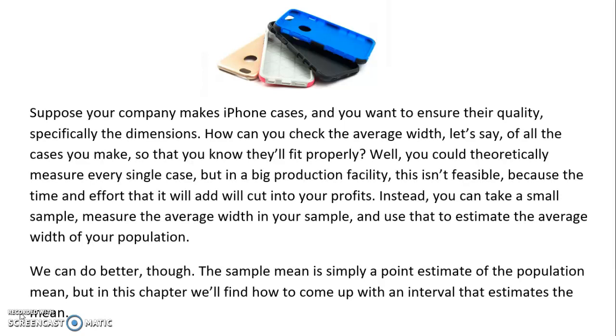Instead, you can take a small sample, measure the average width in your sample, and use that to estimate the average width of your population. We can do better though. The sample mean is simply a point estimate of the population mean. But in this chapter, we'll find how to come up with an interval that estimates the mean.